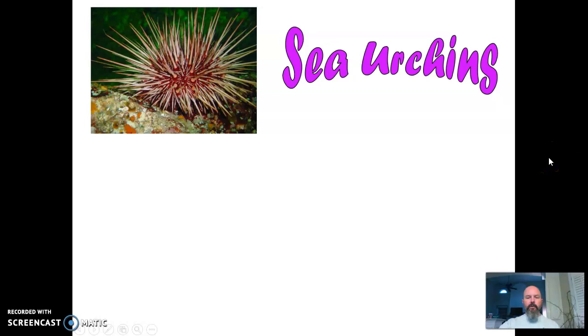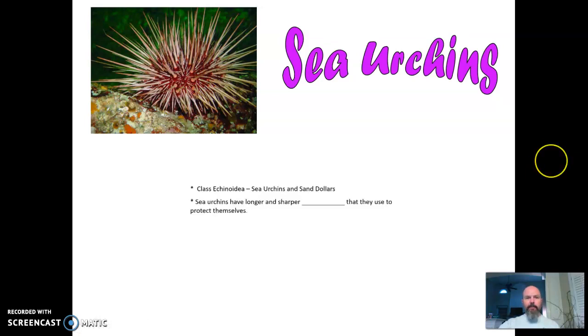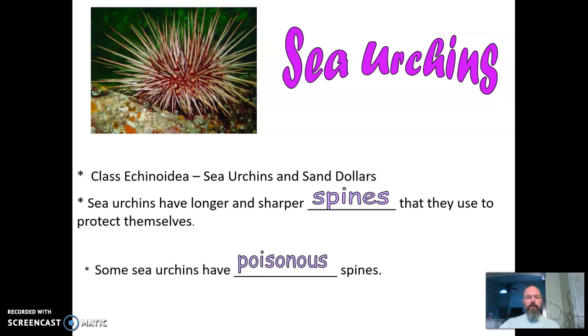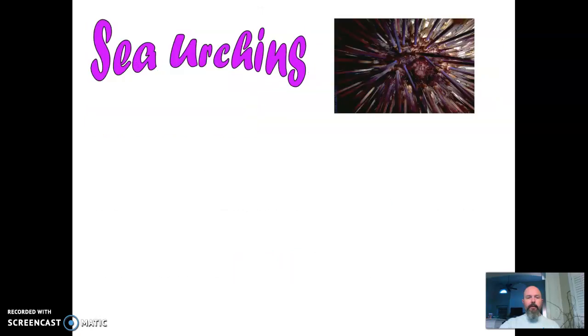Alright, so moving on to sea urchins. That's that spiny guy at the top left. This is class Echinoidea. Sea urchins and sand dollars both fall into this group. Sea urchins have longer and sharper spines that they use to protect themselves. You probably don't want to go pick one of these guys up. You will get poked by the spines. Some sea urchins have poisonous spines, so if you touch them, you can actually get poison on you from them.